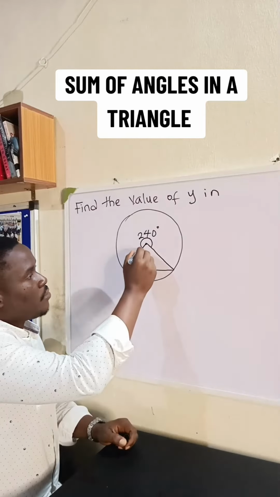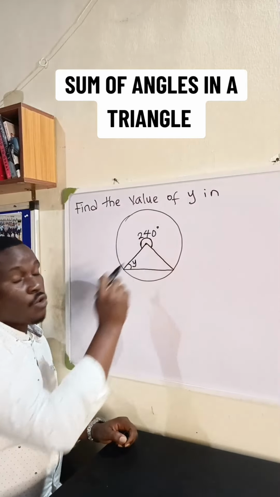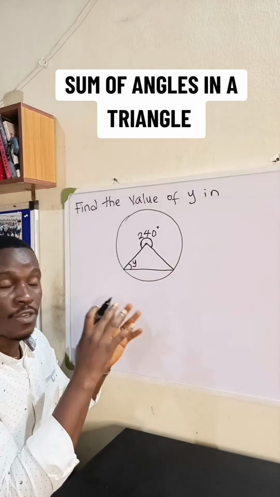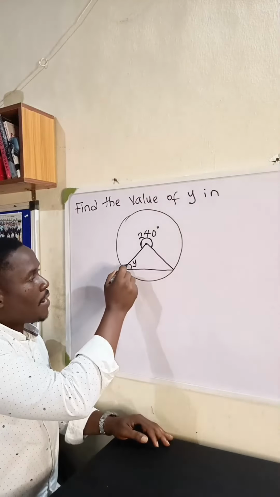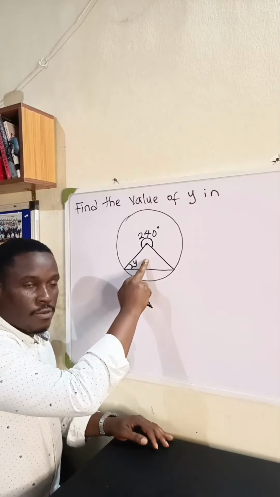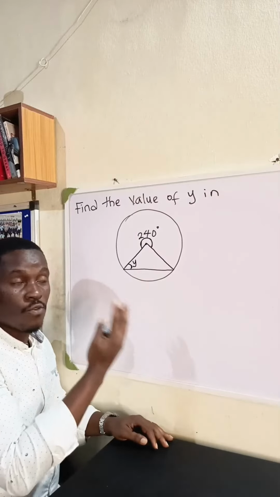Over here, we know this angle to be 240 degrees. It is the only angle that we were given in this question. If you look, y is one of the internal angles of this triangle. So how do we find the value of y?